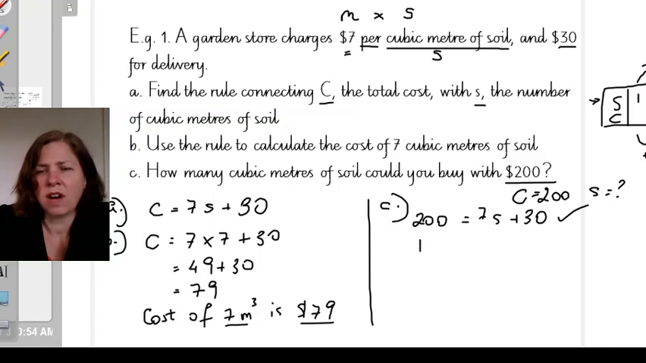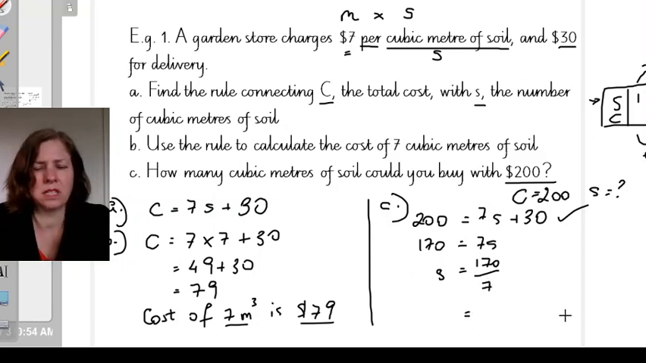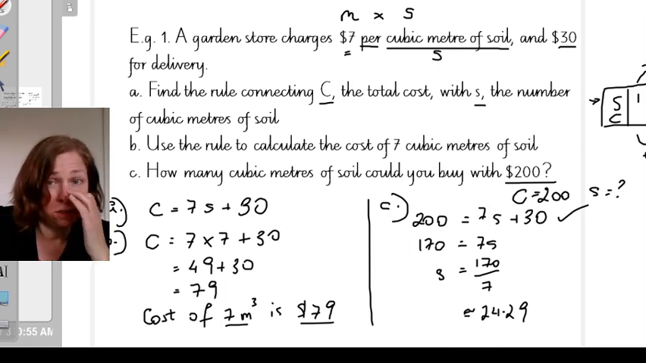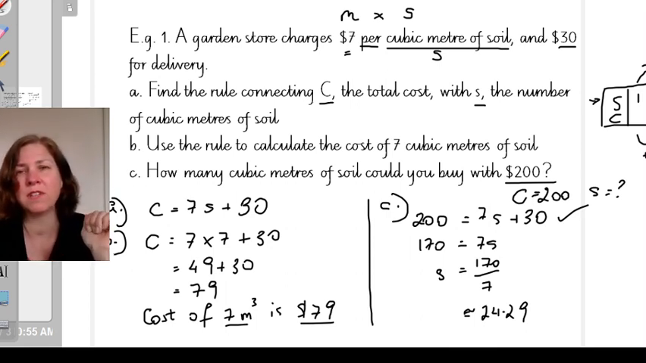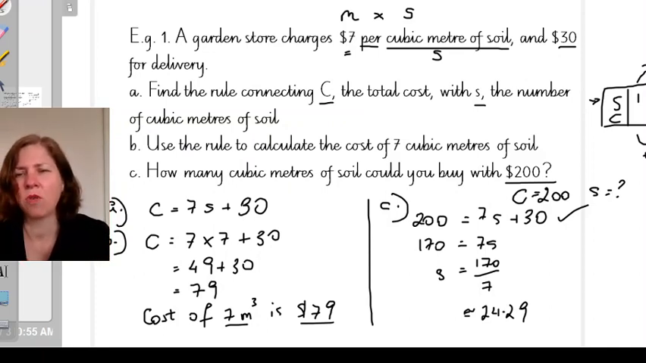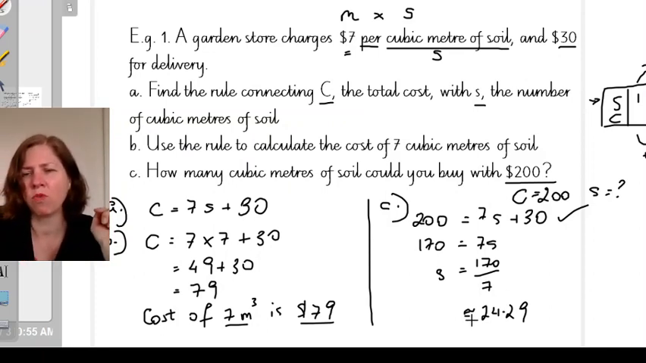So 200 equals 7S plus 30. So this is now 170 equals 7S. So S is 170 divided by 7. I'm going to need my calculator at this point. So my calculator tells me that 170 divided by 7 is 24.29 something. So I write down, notice that when I wrote this, I wrote approximately equals.